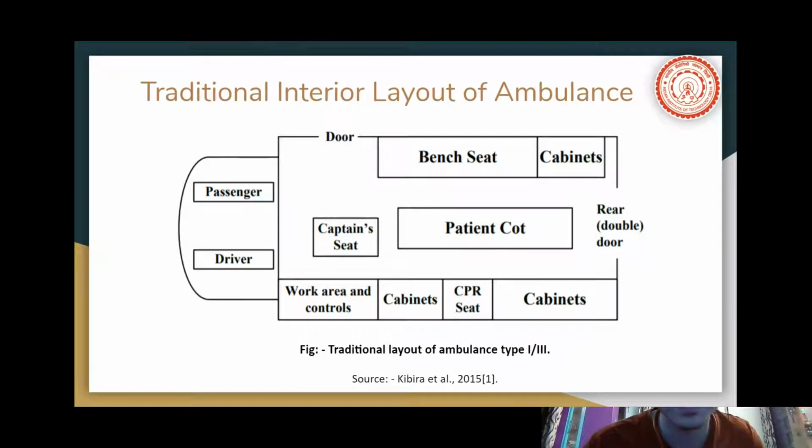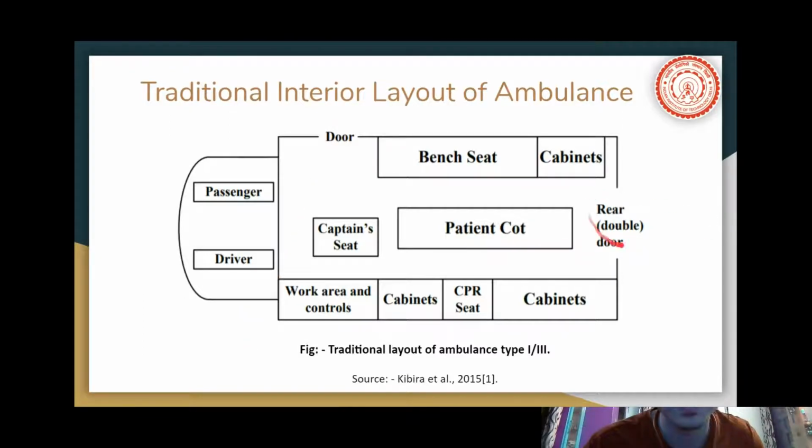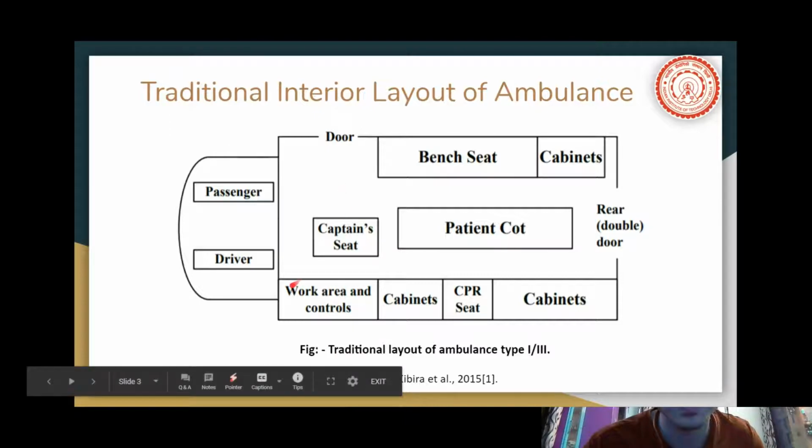For example, a nebulizer. Okay, so there are two entrances and exits: one is this rear double door, and another is the side door. The double door is generally used for patient loading and unloading, and the side door here is used for convenient exit and entrance of the person sitting in the captain seat. We also have the work areas and controls, which we'll get into more later.